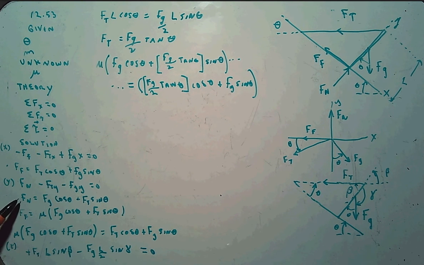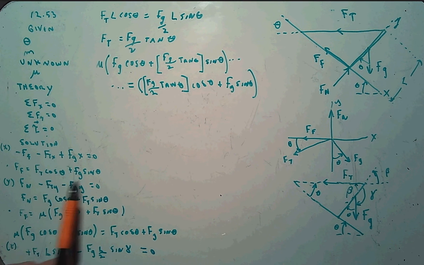And since I have Fn, then the force of friction is mu times Fn, so mu times this term up here, there's the force of friction. Since I have two expressions for the force of friction, this expression and this expression, I'm going to set them equal to each other. And the only thing that's keeping us from really solving this is to get rid of Ft, and Ft can be put in terms of Fg.